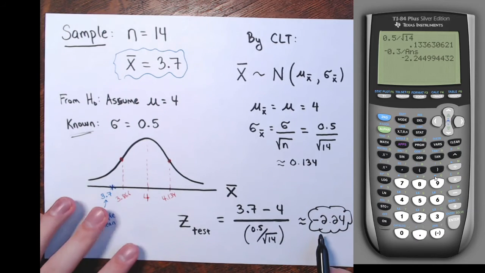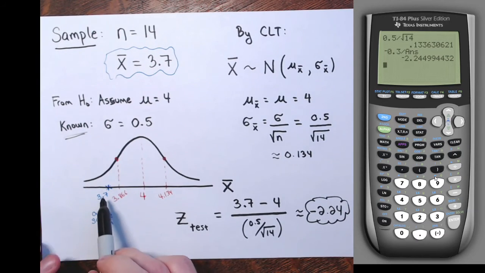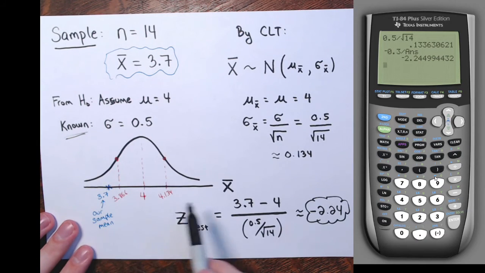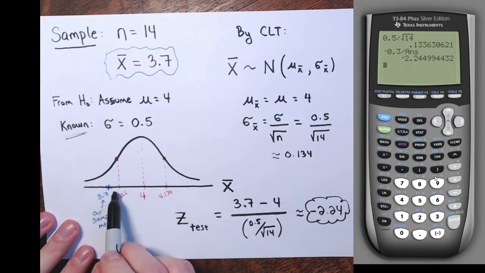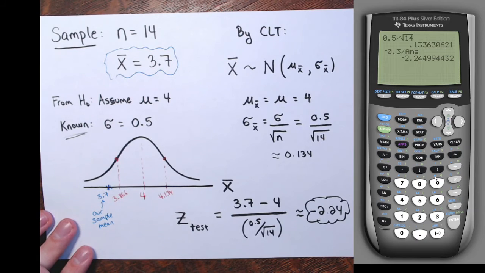All right, so this tells me that our sample has a mean value that is 2.24 standard deviations below the mean. And again, that's pretty far away. Usually if you're more than 2 standard deviations away from the mean, that means your value is pretty far from the middle, pretty far from the mean.